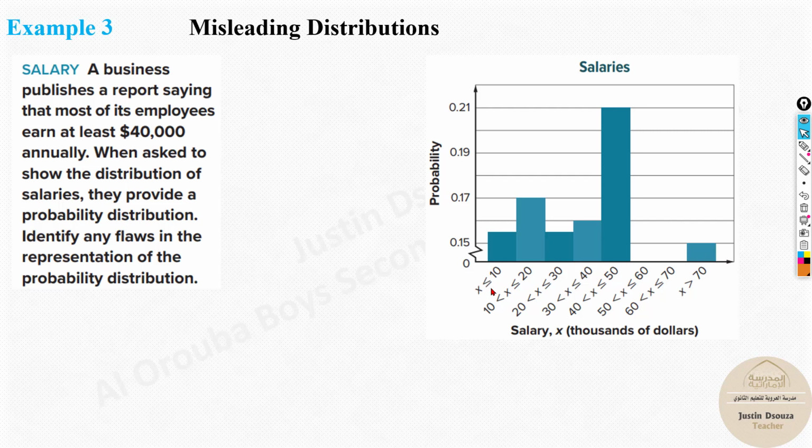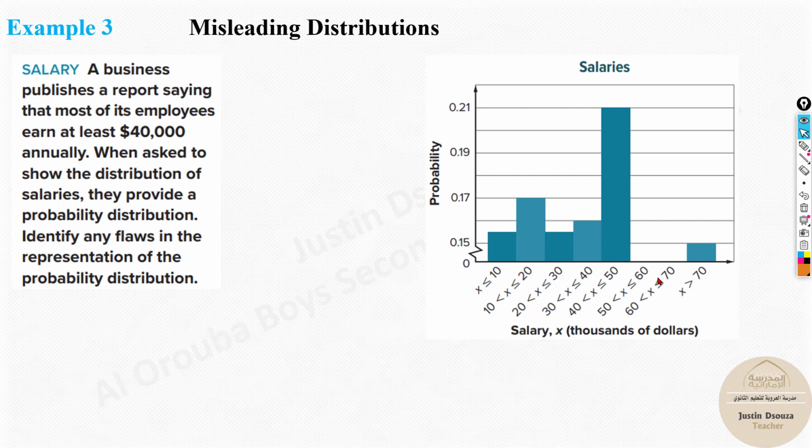You can see these are the amount of salaries. It's less than 10,000, all this part, there is about 15, 16. This is 16, so it's about 15.5, 0.15 probability. Now 10 to 20 is almost 17, 0.17. Here you can see 20 to 30 is over here. Then 40 to 50. They told at least 40, that means more than 40. You can see 40 to 50 is over here, and then over here, greater than 70. There is no one with 50 to 60 and 60 to 70. This is the probability distribution.